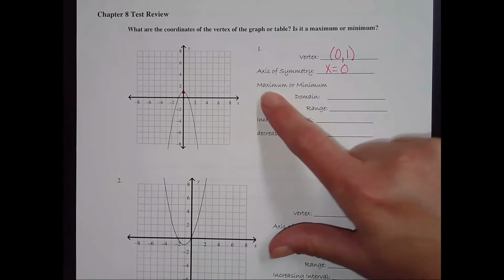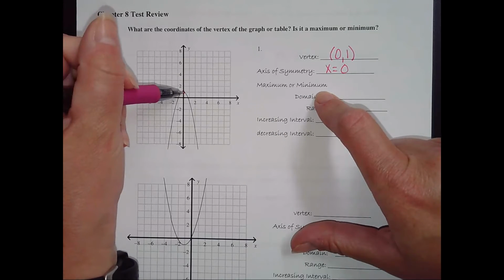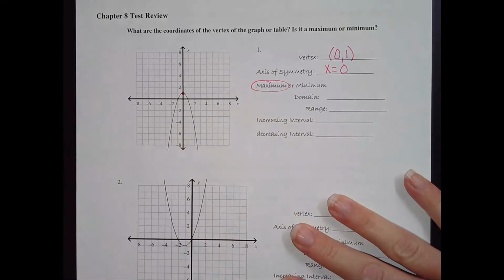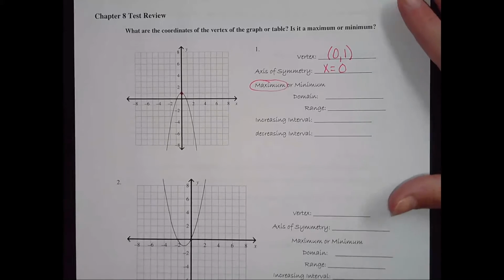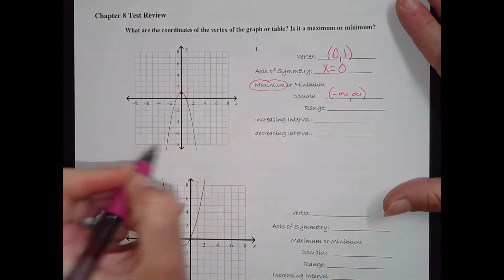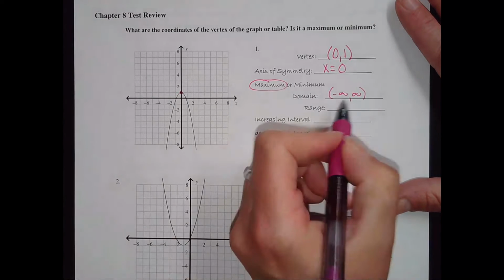Then it wants to know, is this vertex a maximum or a minimum? This is the very highest point on your graph, so this is a maximum. Domain, for all of these, the domain has not changed. So the domain is always going to be negative infinity to positive infinity. We don't know how far left it goes, we don't know how far right it goes. That's what the domain is.